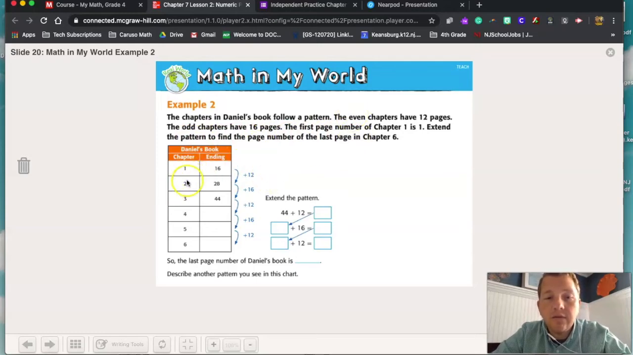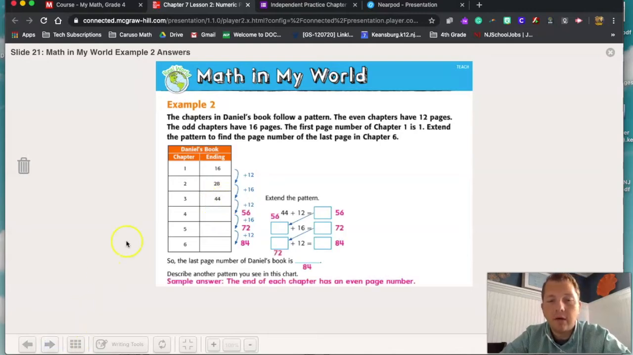So it already told us that the even chapters have 12 pages, and that the odd chapters have 16 pages. So going from one to the next, we're either increasing by 12 or by 16. Whenever we go from an even number to an odd number, we're increasing by 16. And whenever we go from the odd number, the first page, to the even number, we're increasing by 12. The first chapter is an odd number, so that's why it has 16 pages. But then we add 12 to it, and we get 28. And then we add 16 to get to our odd chapter, which gives us 44. If we keep that pattern going, adding 12, adding 16, adding 12, chapter 6 will be on page 84.